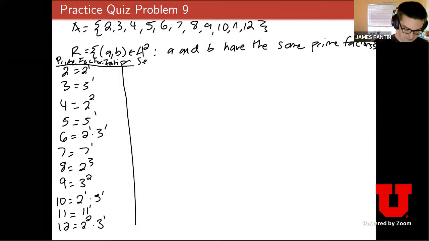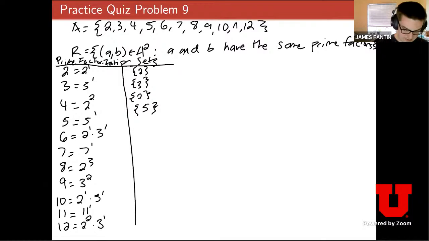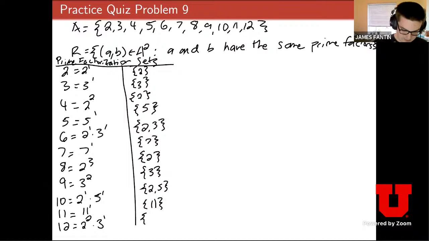And then what are the sets for these? So it's just 2 is just the set. It's the set of prime factors, just the set 2. The set 3, this is just the set 2. Set 5. Set 2, 3. Set 7. Set 2. Set 3. Set 2, 5. Set 11. And then for 12, a set of 2, 3.